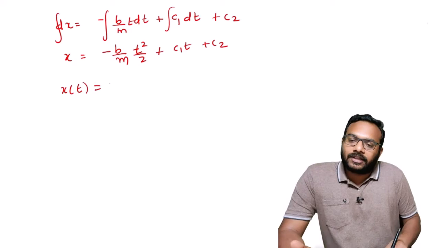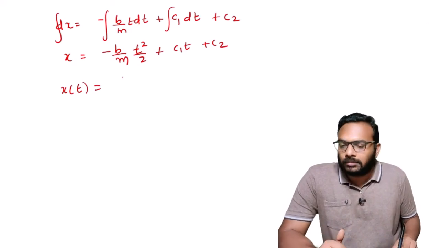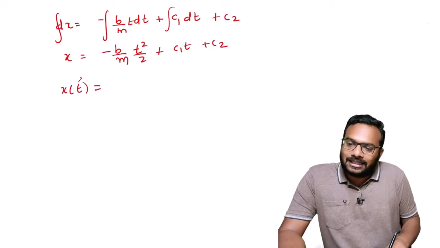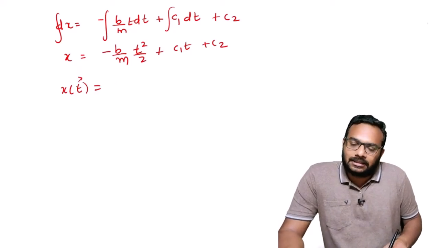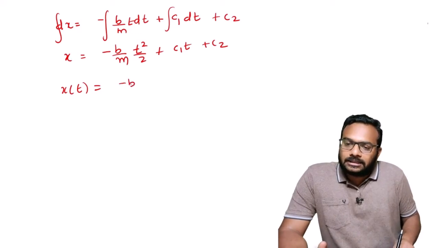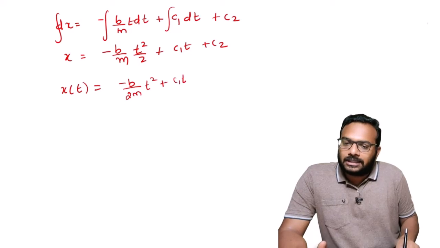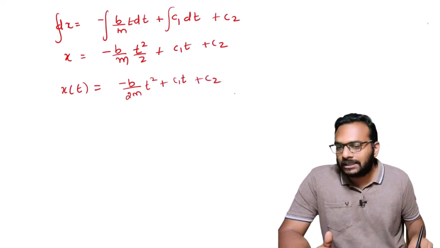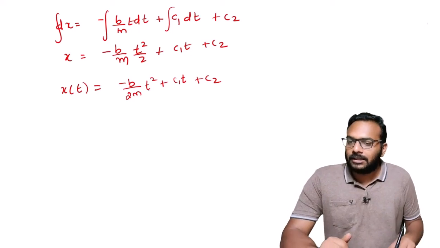You've got x as a function of t. This is what we mean by solving an equation of motion. You get the time evolution: given any t, you know where the position is, what x would be. So this is minus b by 2m t square plus c1 t plus c2. That's it. c1 and c2 are constants of integration.